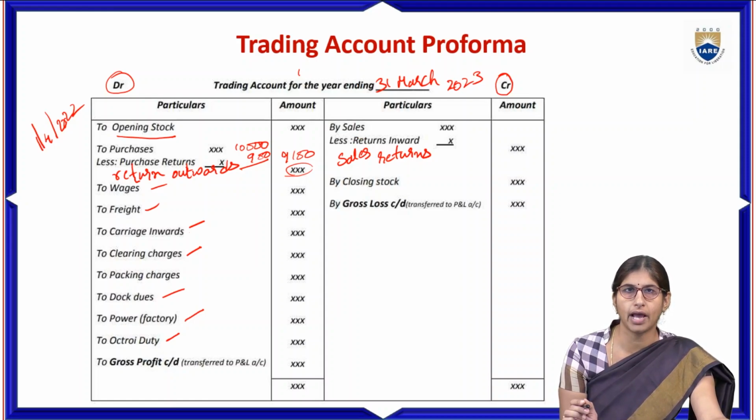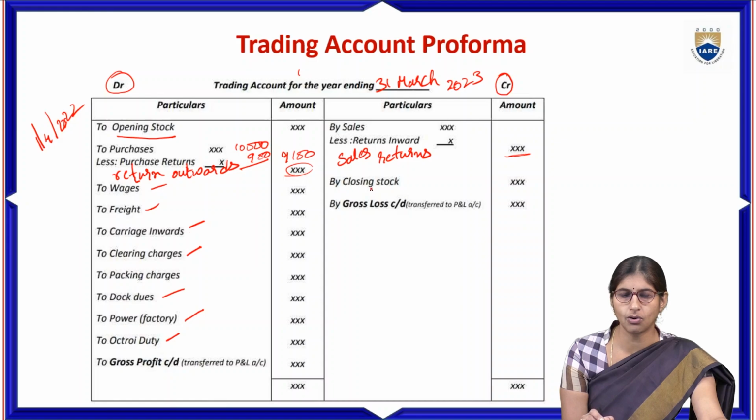As we have return outwards, we may also have return inwards. When we have sold some goods to our customers, they may not be satisfied with the goods, or sometimes the goods are not in good condition, so they may return them to us. Those sales returns we are going to deduct from the sales and write the net amount in the outer column. And the next item is closing stock.